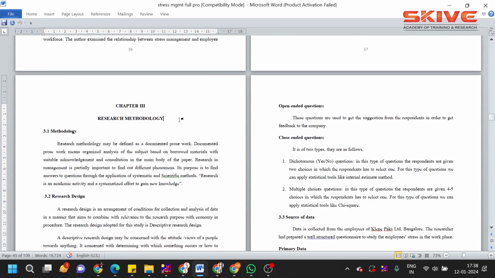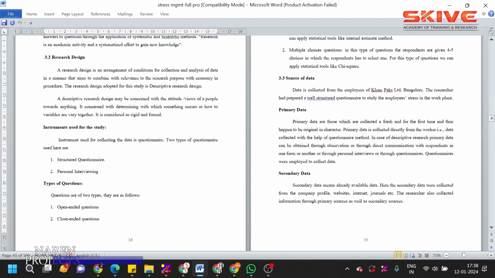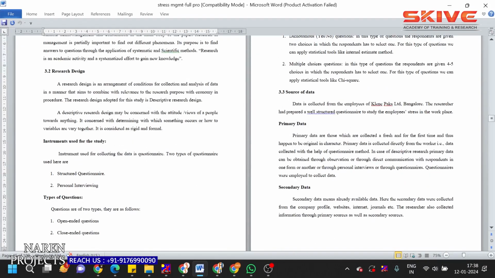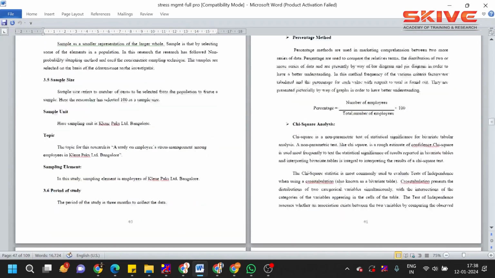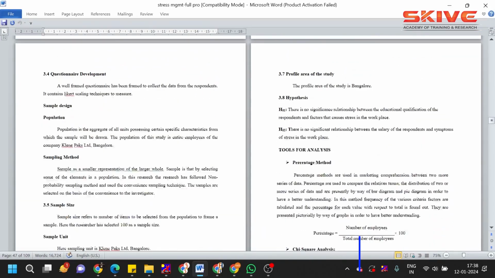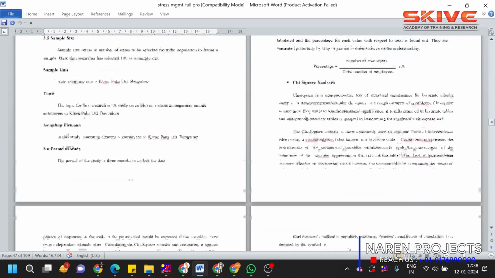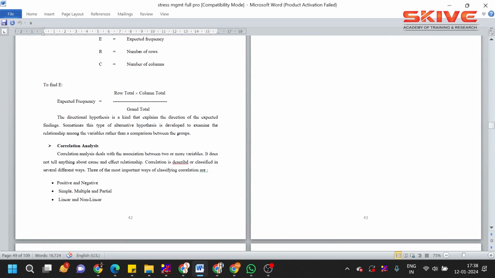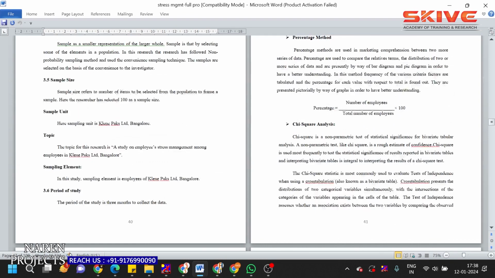In chapter 3, the research methodology includes the methodology and research design, with type of questions and sources of data. Here we use simple percentage analysis, chi-square analysis, and correlation analysis for the development of this project.